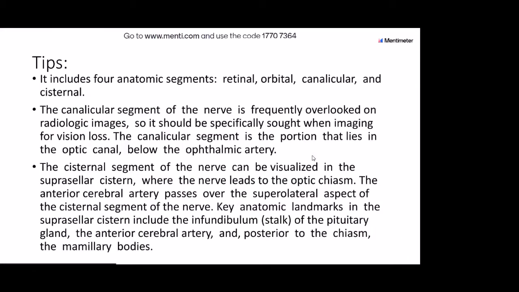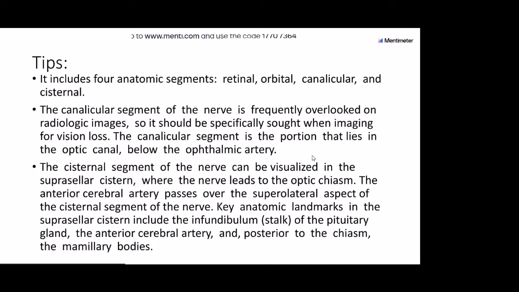So the tips for the evaluation of optic nerve is, we should know there are four anatomical segments like the retinal, orbital, canalicular, and cisternal. The canalicular segment is important because it's frequently overlooked on radiological images, and it should be specifically sought when imaging is for visual loss. And the canalicular portion is the segment that lies in the optic canal and it is below the ophthalmic artery. So like I always do it, and that's why we acquire volume sequences so that we are able to see all the segments of the optic nerve.